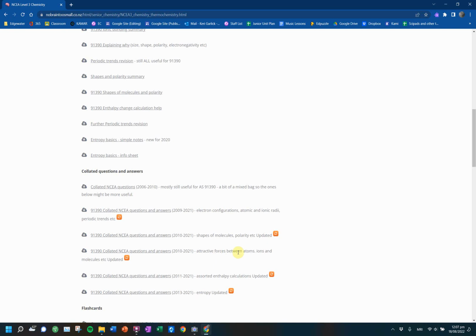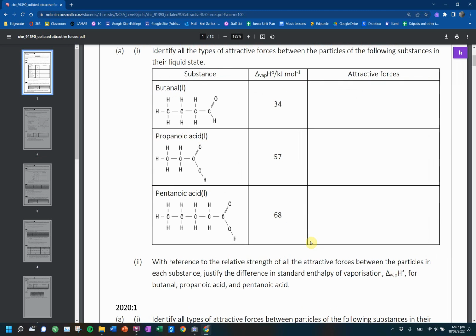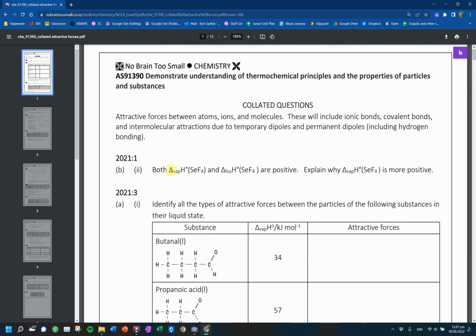So we want the attractive forces between atoms, ions, and molecules. That's the one for this question. I'll just zoom it up so you guys can see it. You can see in this question here, I think this is the one I might have given you guys as your, no, I gave you the 2020, sorry.